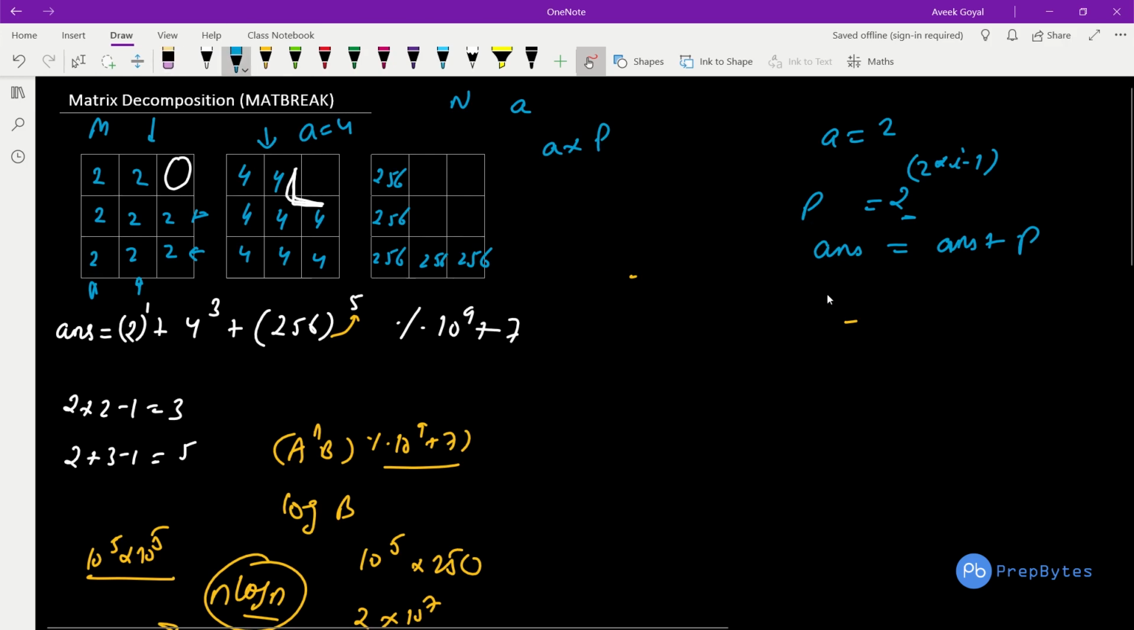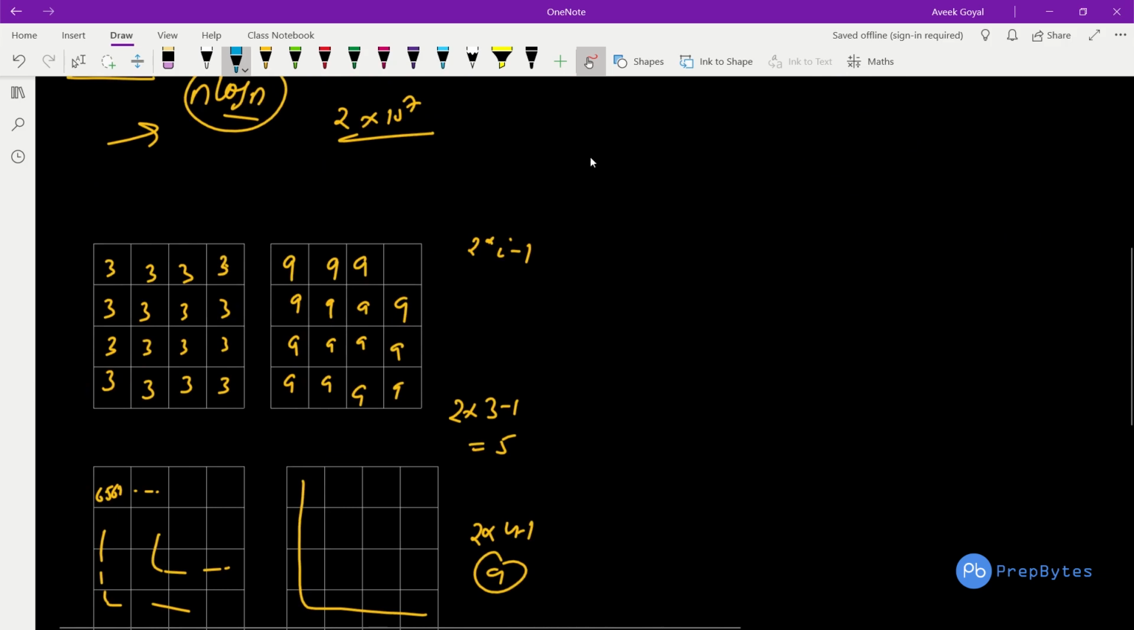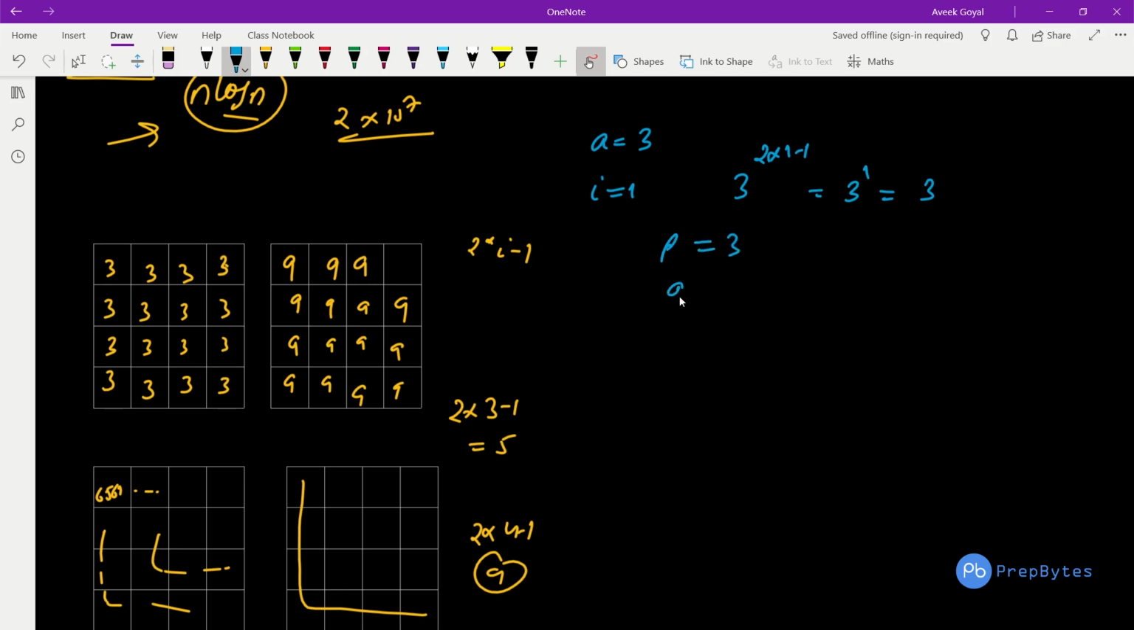So a is nothing but the previous a multiplied by p, obviously with mod 10 to the power of 9 plus 7. Let's see this for this particular example. If my current a is 3 and i is 1, then 3 to the power of 2 into 1 minus 1, which is 3 to the power of 1, which is 3. So p value is 3. The answer becomes answer plus p, which is 3, and the new a value is the previous a value, 3, multiplied by the current p value, which is 3, which is 9. So the new a value will be 9.